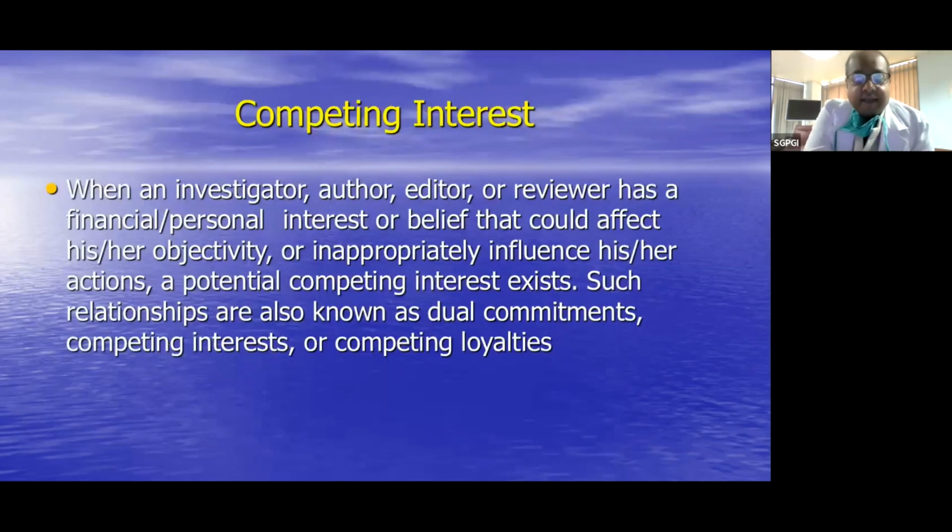Now, another important thing is competing interests. So when an investigator, author, editor, or reviewer has a financial, personal interest or belief that could affect his or her objectivity or inappropriately influence his or her actions, a potential competing interest exists. Such relationships are also known as dual commitments, competing interests, or competing loyalties.